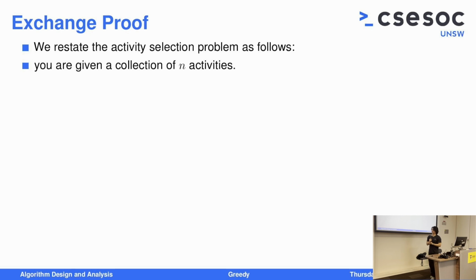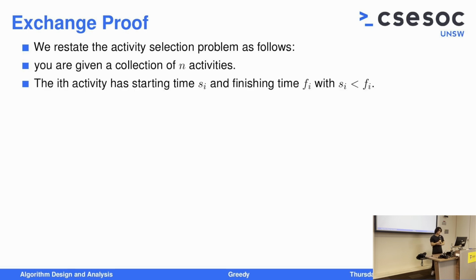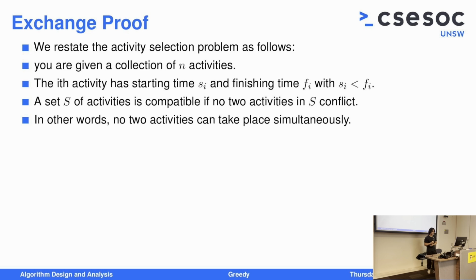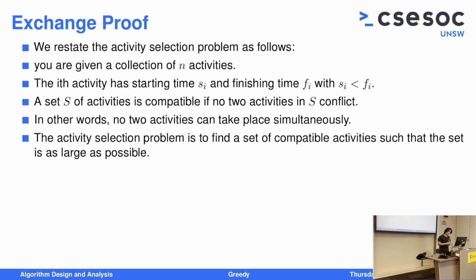We're going to look at a problem you're probably very familiar with, which is activity selection, but let's restate it. You are given a collection of n activities. The ith activity has starting time s sub i and finishing time f sub i, with, of course, each activity starting before it ends. A set S of activities is compatible if no two activities in S conflict. In other words, no two activities can take place simultaneously. You can only do one thing at a time. The activity selection problem is to find a set of compatible activities such that the set is as large as possible.